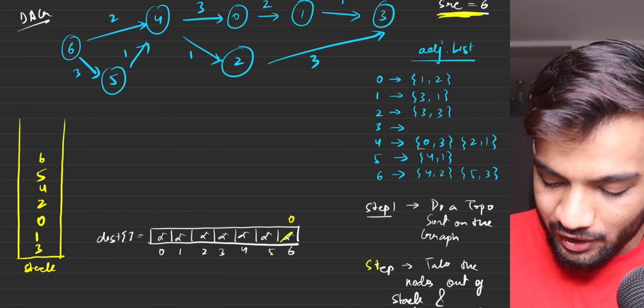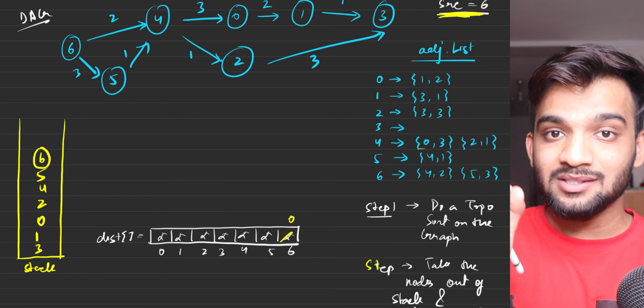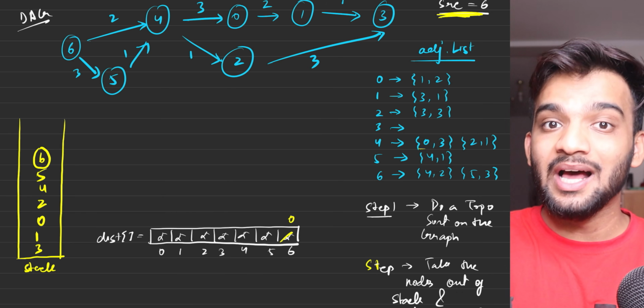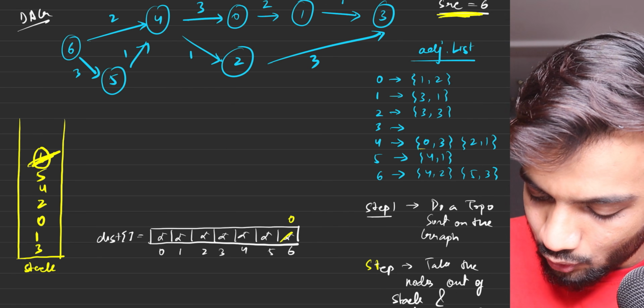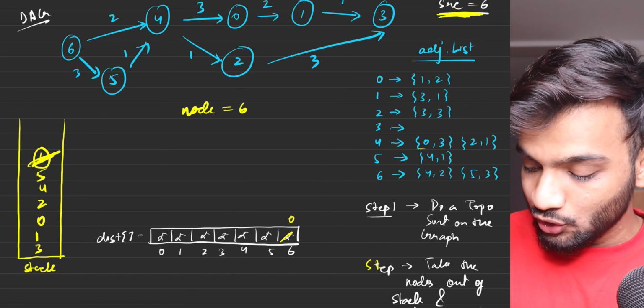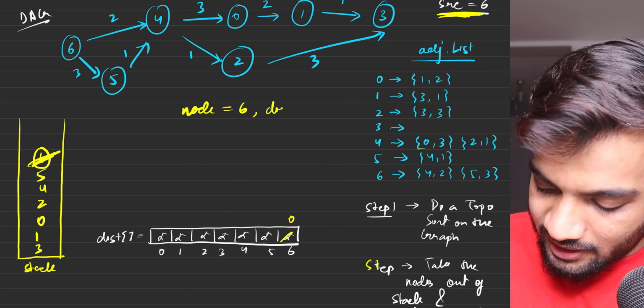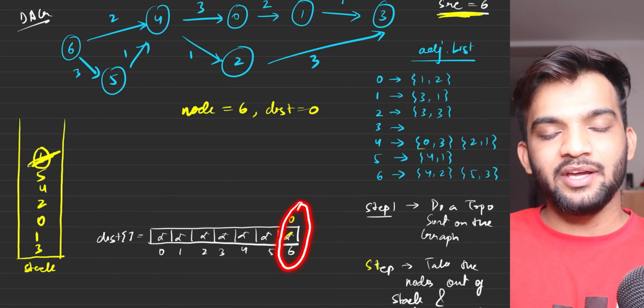Next, whatever is on the stack top, this is stack top. Stack is always last in, first out. So the last in was 6, so make sure you take it out. So node equal to 6 has been taken out. Now, whenever you are at 6, you know the distance to 6 is 0. How did you figure this out? Because that is what was stored over here, right?